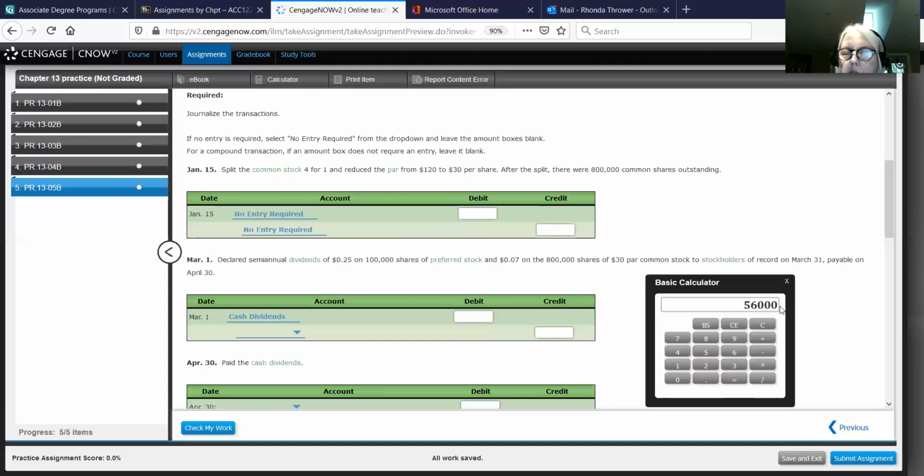This 56,000 has to be added back to the preferred stock dividends that we calculated earlier that were 25,000. So the total dividends that we're paying is 81,000. Again, this was a combination entry for both the preferred stock dividends and the common stock dividends.